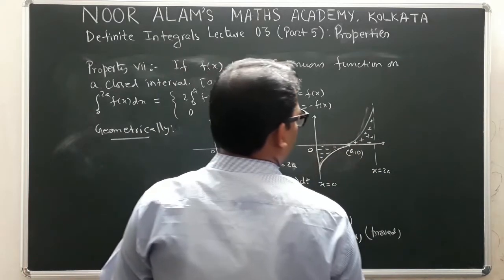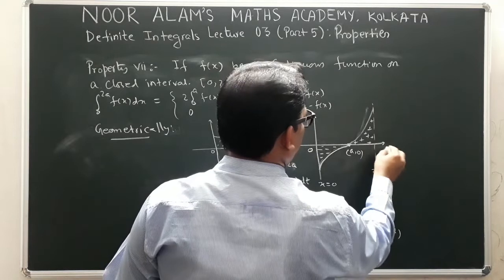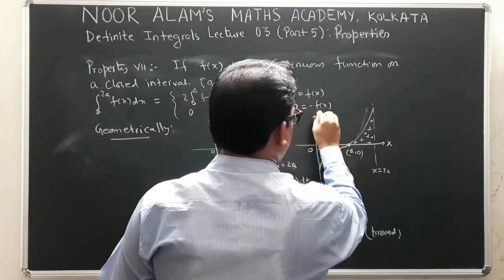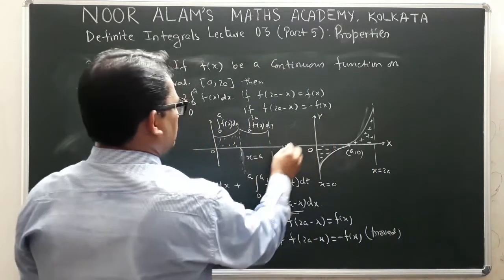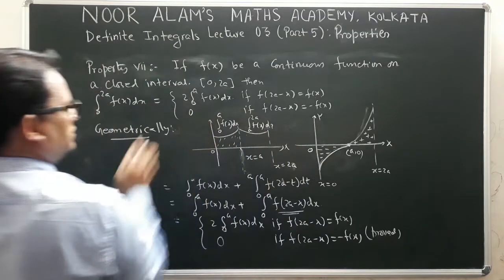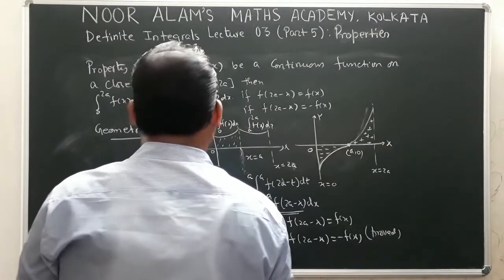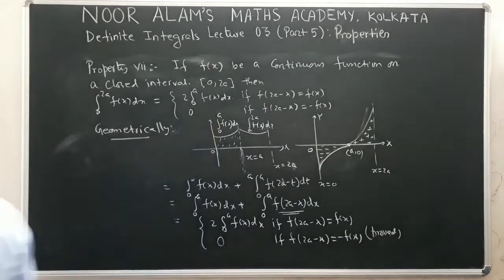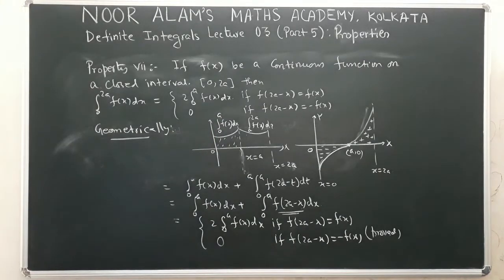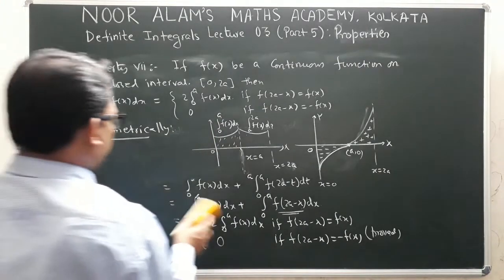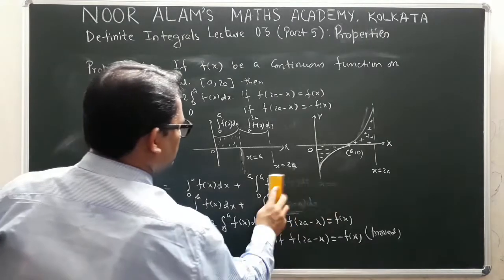So that's why these two values will cancel out. That is the reason the value is cancelled out, and we get this result 0 if the curve is symmetric with respect to the point (a, 0). Okay, now next term. Here I have used the term symmetric.